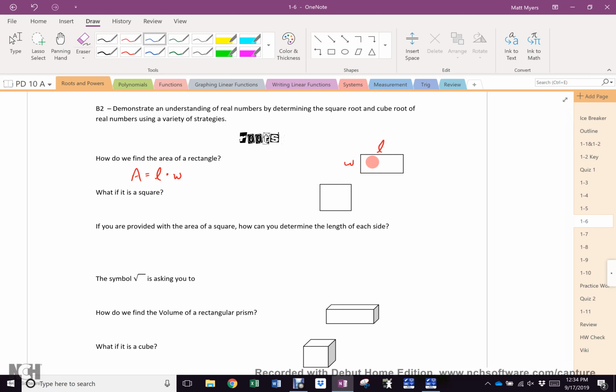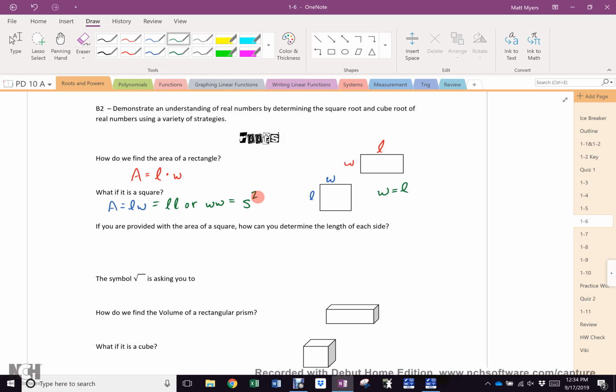Is it still a rectangle? Yes, it is. Is it still area equals L times W? Yes, it does. But in a square, L and W are special. What makes them special? They're the same. W equals L. So do I need 2 different letters anymore? No. So LW really is LL or WW, which makes no sense. So we usually write something like S squared for side. Everybody good?